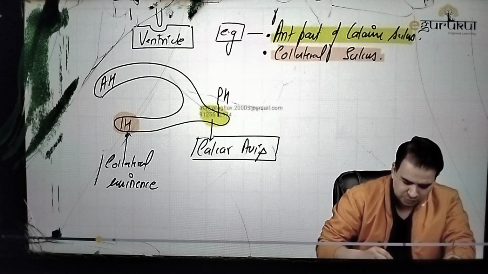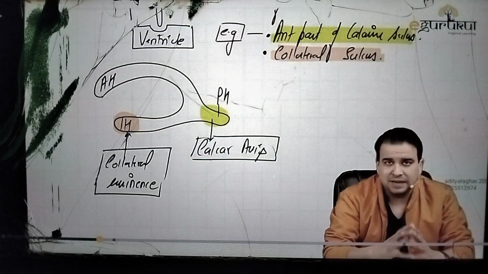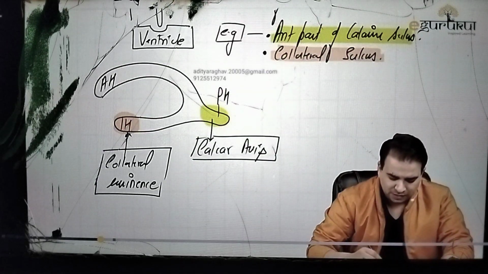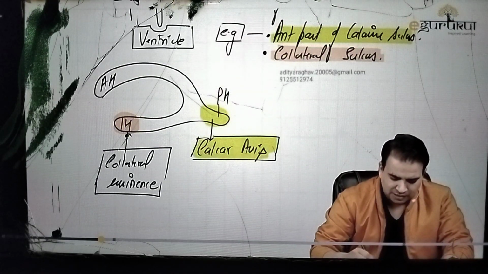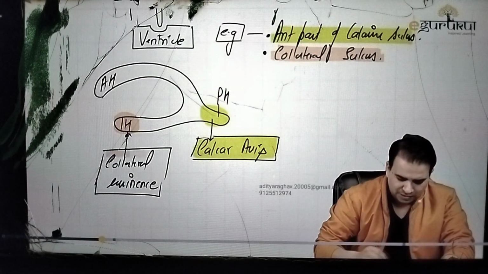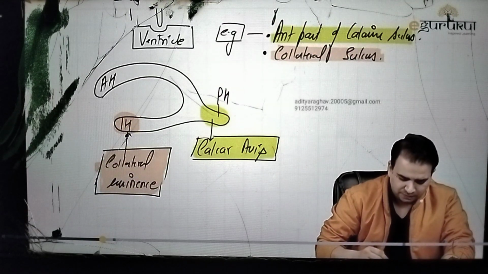That is collateral eminence. Now, where exactly this collateral eminence and calcar avis are, we will discuss that. But just to remind you, that is why we call them the complete sulcus, because the anterior part of the calcarine sulcus is indenting the posterior horn, and the collateral sulcus is indenting the inferior horn of the lateral ventricle, called the collateral eminence and the calcar avis.